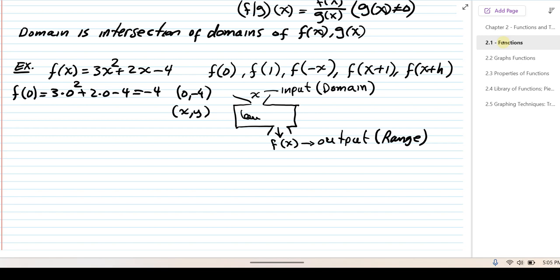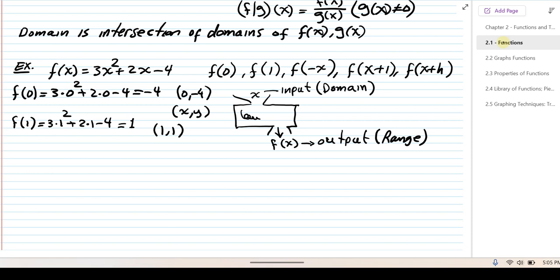All right. Now let's do f at 1. To do f at 1, you simply plug in a 1 for x and do the arithmetic. So for this one, that's going to be 3 plus 2, 5 minus 4. The output is 1. Therefore, the relationship between these two is 1, 1. It means an input of 1 produces an output of 1.